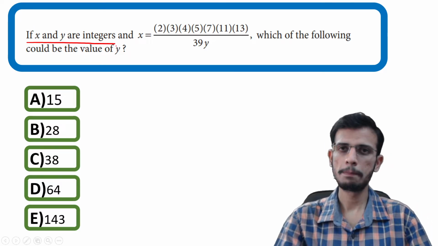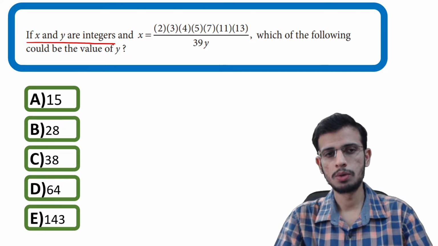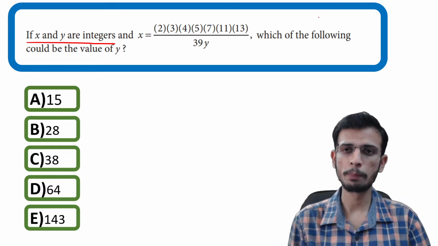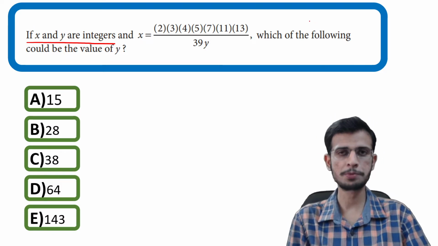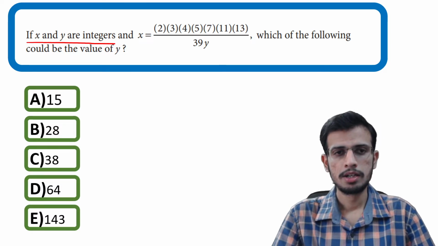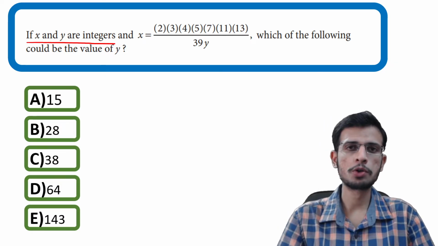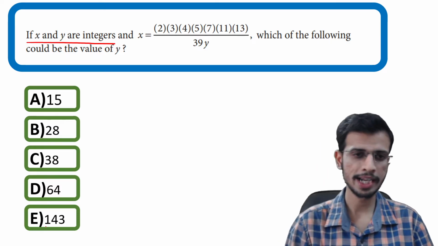Given that x and y both are integers, right? So we are having 5 options and this is a multiple choice single selection type of question, so only one option will be correct. Okay, so we can get help from the options. We can put values of y from these options one by one and we can get our answer.